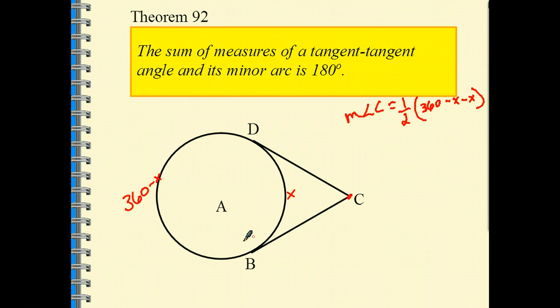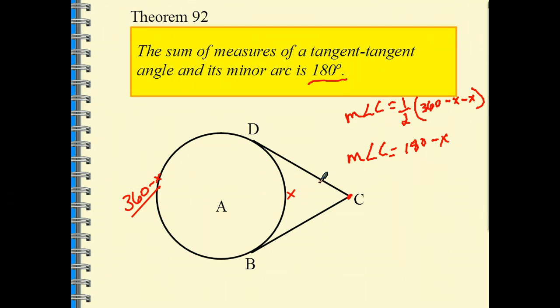Well, that would mean the major arc DB has to be 360 minus x, because the sum of those two is the full circle, which has to be 360 degrees. So if that's the case, then we can find the measure of angle C to be 1/2 the difference of these two arcs, 360 minus x minus x. And if we simplify this, this becomes minus 2x, and distribute the 1/2, we get 180 minus x. And so that means the measure of angle C is just 180 minus the measure of the minor arc, which means that the sum has to be 180.